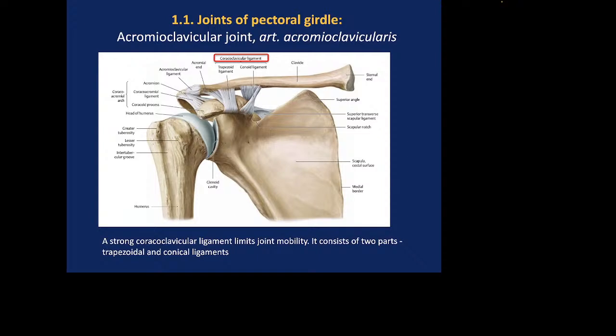Because of the two ligaments connecting the clavicula and scapula, especially at the coracoid process, the movement in the acromioclavicular joints is small. The two ligaments are called the trapezoid ligament, which is located more laterally, and the conoid ligament, located medially.